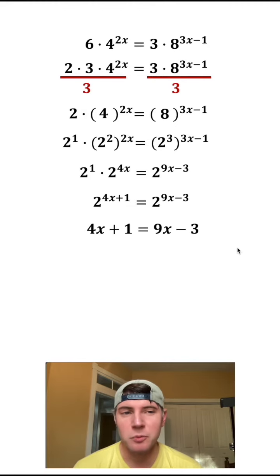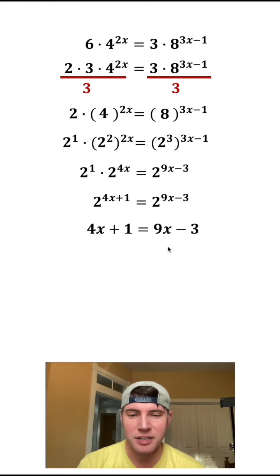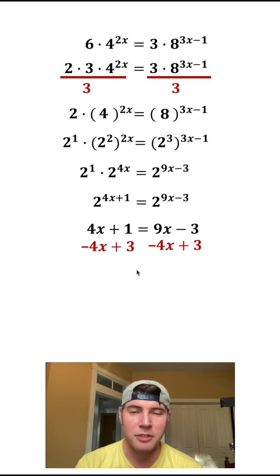So we end up with 4x plus 1 equals 9x minus 3. I want to get this x to the other side, so I'm going to subtract 4x from both sides. And I want to get the x's alone on this side, so I'm going to add 3 to both sides.